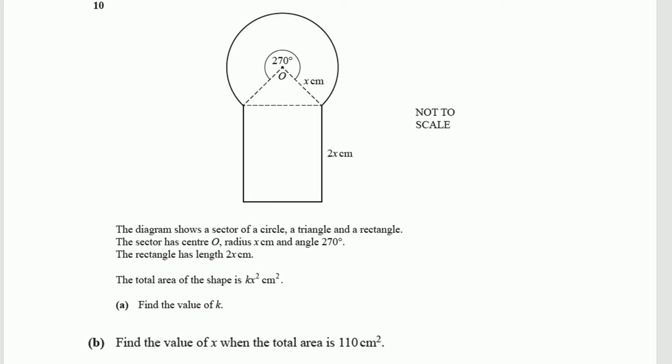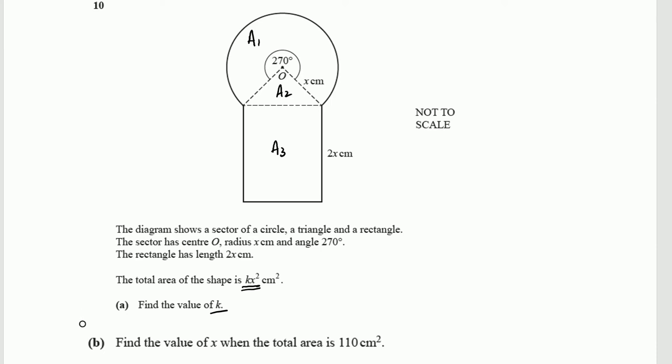Okay, so in this question we have a sector and a triangle and a rectangle to work with, and we are told that the total area of the shape is kx squared, and we're asked to find the value of k. So essentially this question is about the area of this shape. So let's break it up into A1, the area of the sector, A2, the area of the triangle, and A3, the area of the rectangle.